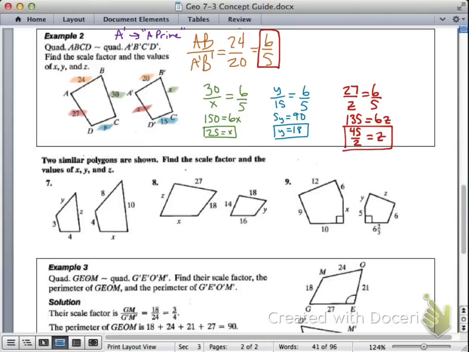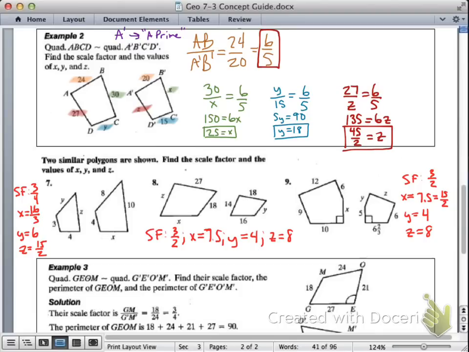You're going to get fractions. I prefer fractions over decimals for your answers, and I don't mind you using your calculator to figure out what those fractions are equal to. Okay, try 7, 8, and 9 down here, and then we'll talk about it. All right, these are the answers. Hopefully those are the ones you got.